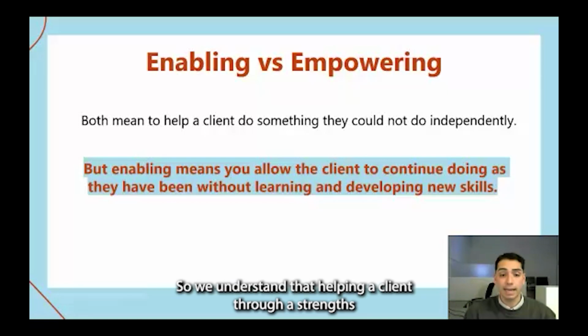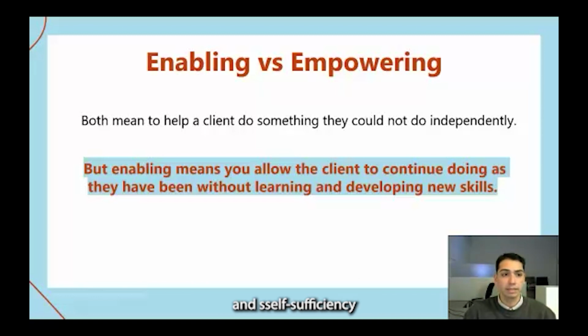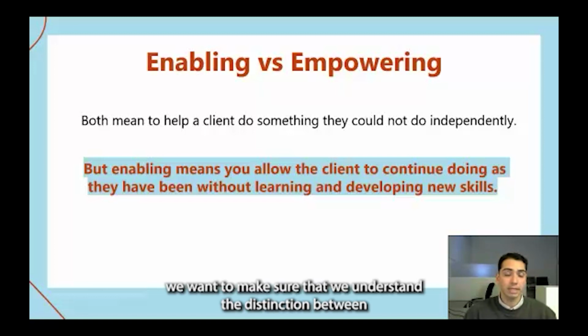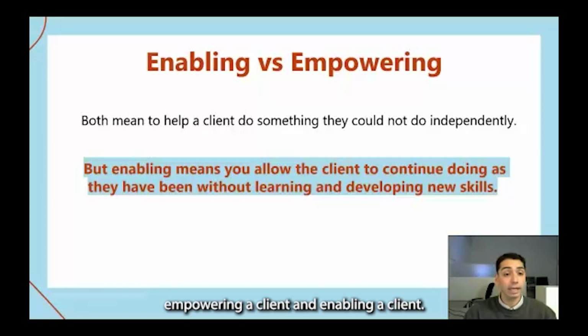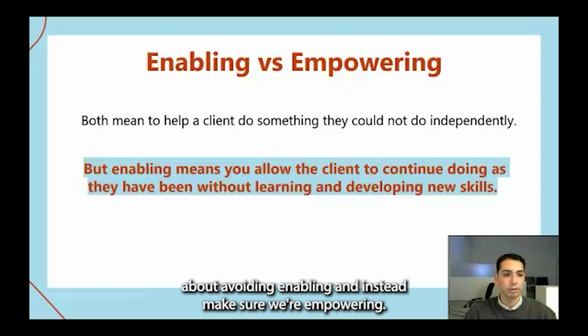So we understand that helping a client through a strengths-based approach is helping them have confidence and self-sufficiency. While we do that, we want to make sure that we understand the distinction between empowering a client and enabling a client. Many are familiar with the concepts of maybe enabling addicts or alcoholics. Maybe you've heard that before, but let's talk about those distinctions and how we're going to go about avoiding enabling and instead make sure we're empowering.